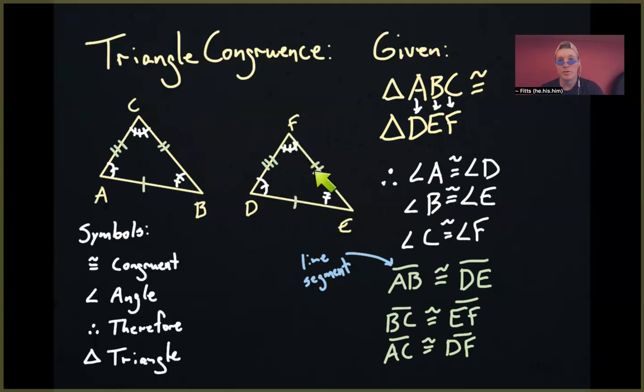CB is congruent to FE, or I could say BC and EF. And then AC and DF. There you go. And remember, you can list a line segment in either order. So I could call this EF or FE. But make sure you're going to list them in the same order.